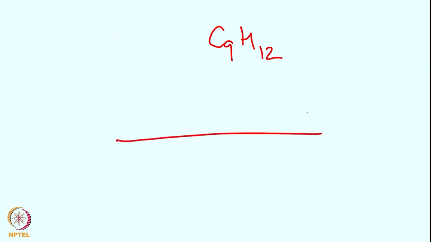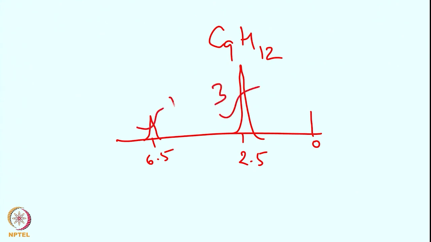Let's take some other example. Suppose our molecule is now C9H12, and we got this spectrum which is 0 ppm standard, and we got peaks here and here, and this ppm value is, suppose, 2.5 ppm, and this one is around say 6.5 ppm. Okay. So if you integrate here, we get a ratio of 3:1. Now, what is this molecule, can we solve this?